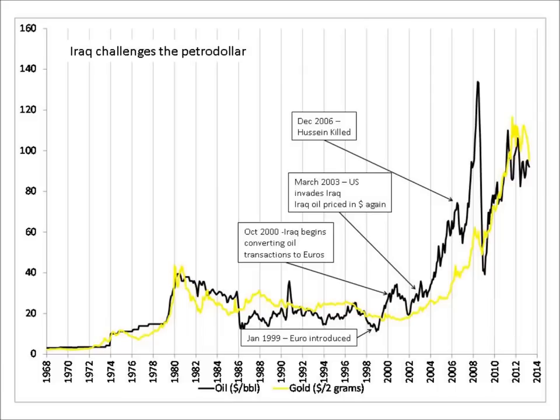Okay, back to the petrodollar story. In October of 2000, Saddam Hussein announced to the world that he would now accept only euros in exchange for Iraqi oil, as part of the Oil for Food program established at the end of the Gulf War.